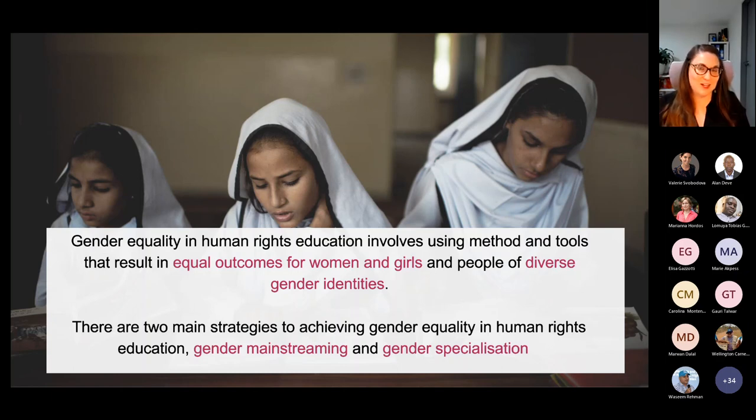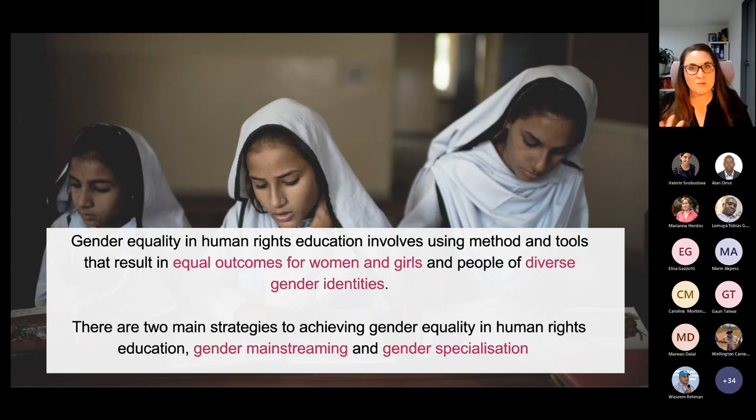Gender equality in human rights education involves using methods and tools that result in equal outcomes for women and girls, and importantly, people of diverse gender identities. So not just men and women. We have to think about the whole spectrum of gender identity as well. And there are two main strategies for achieving this: gender mainstreaming and gender specialization.